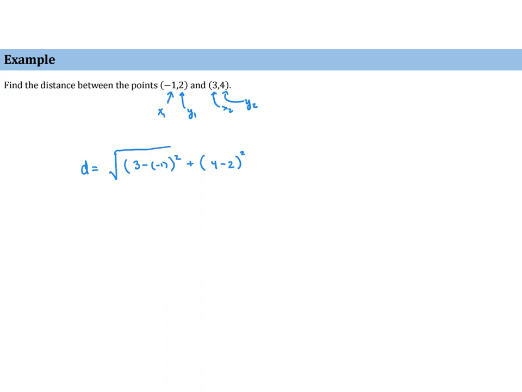quantity squared. Take the square root of that sum, and our distance will be the square root of 3 minus negative 1 is 4, so we have 4 squared plus 2 squared, and so that gives us the square root of 20, which is 2 square roots of 5.